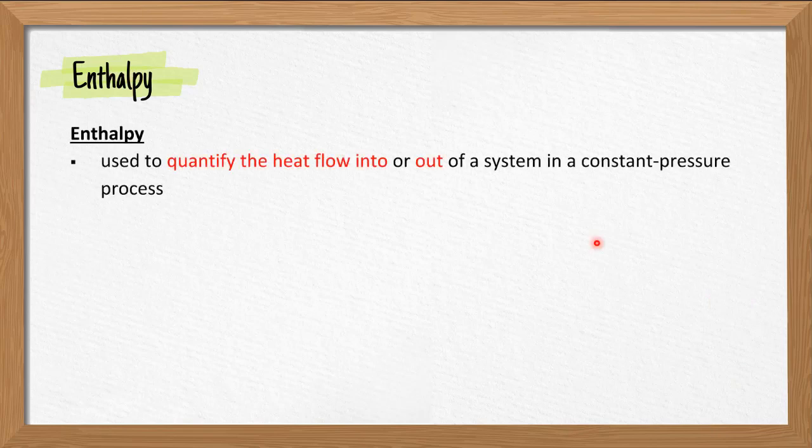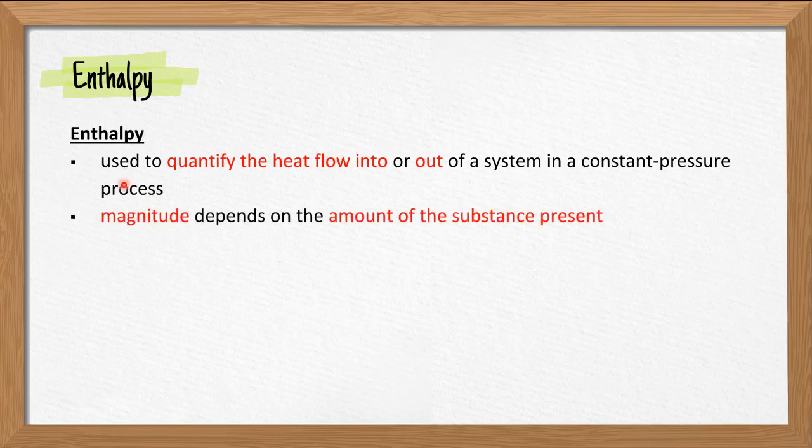Alright, so next let's look at the definitions of enthalpy. Enthalpy refers to the energy and is used to quantify the heat flow into or out of a system in a constant pressure process. In short, we know this one is a heat energy. For this enthalpy, its magnitude or strength depends on the amount of substances present. So if you have more substance, it will have high enthalpy, and vice versa.